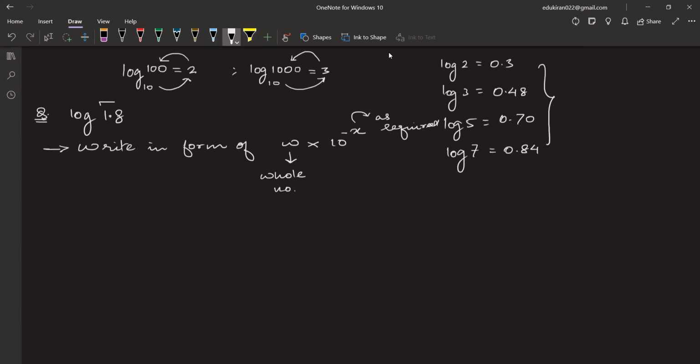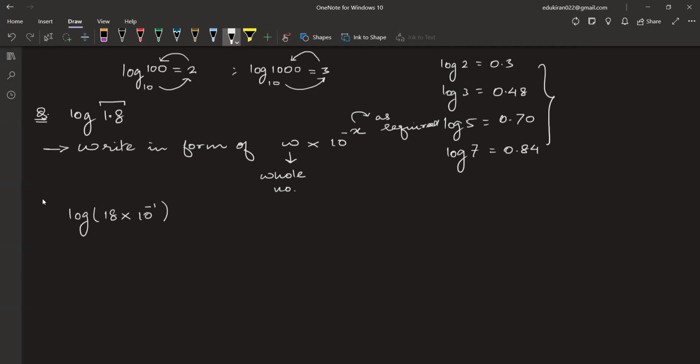Now, if I have 1.8, then what is the whole number that you can think of? 18. All of you agree, right? So I can write this as log 18 into 10 to the power minus how much? It will be minus 1. Understood? Yes, sir. So you will have to write it like this.